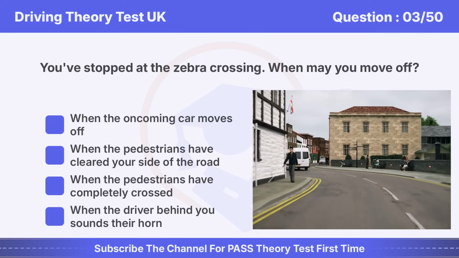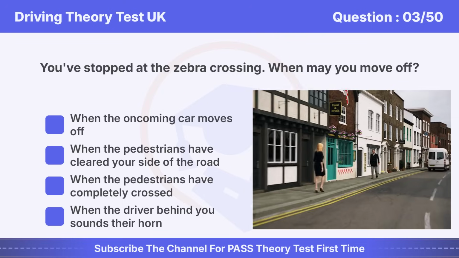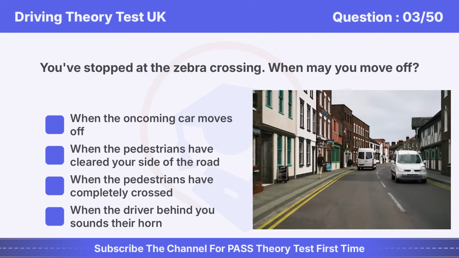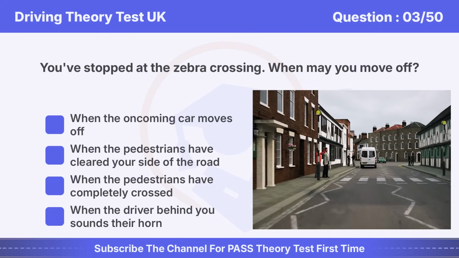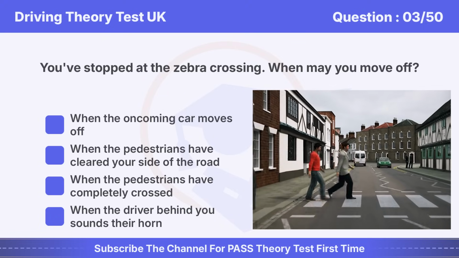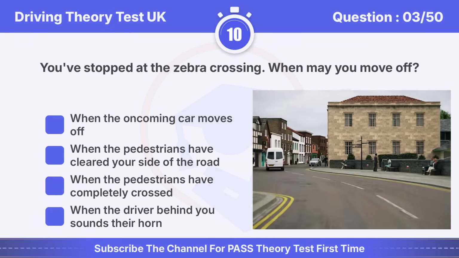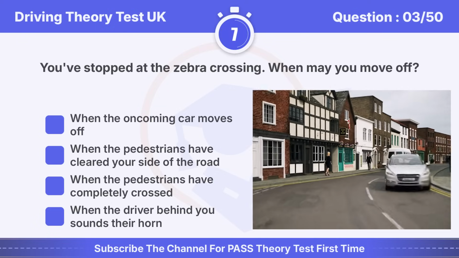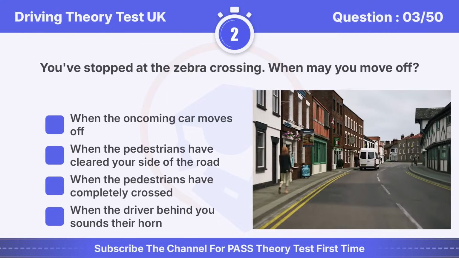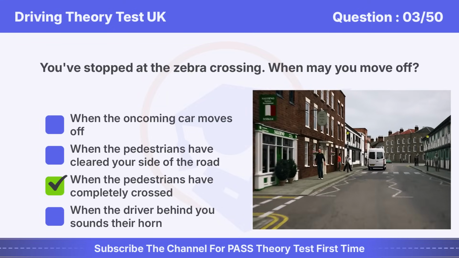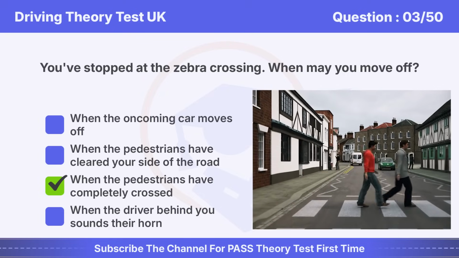Question 3. You've stopped at the zebra crossing. When may you move off? Option A. When the oncoming car moves off. B. When the pedestrians have cleared your side of the road. C. When the pedestrians have completely crossed. D. When the driver behind you sounds their horn. Answer is C. When the pedestrians have completely crossed.